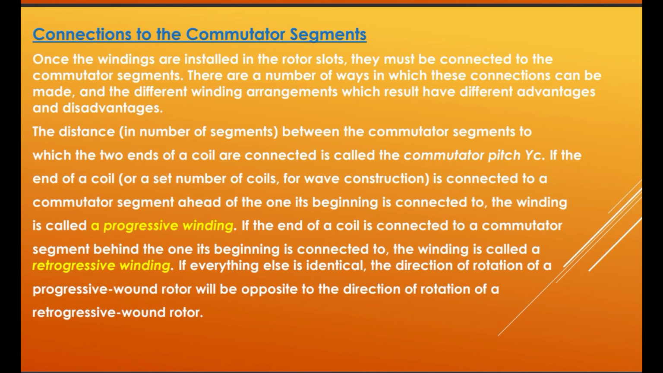Connection to the commutator segments. Once the windings are insulated in the rotor slots, they must be connected to the commutator segments. There are a number of ways in which these connections can be made, and the different winding arrangements which result have different advantages and disadvantages. The distance in number of segments between the commutator segments to which the two ends of a coil are connected is called the commutator pitch, Y_C.